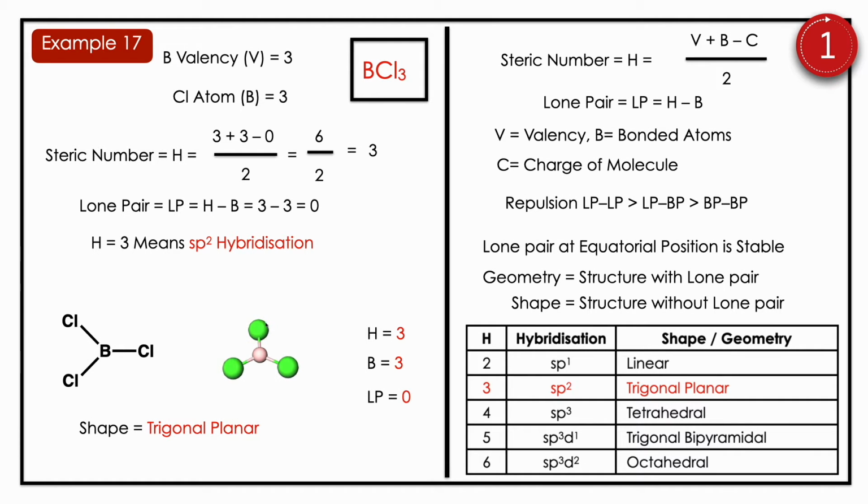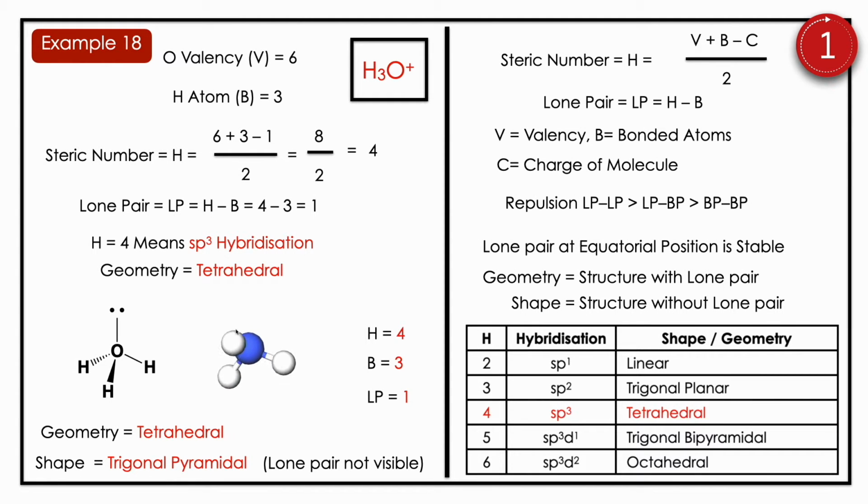Then let us look at BCl3. It's a simple compound. Boron is the central atom. Valency is 3. Bonded atoms are chlorine, which is 3. So steric number will be H equals 3 plus 3 by 2, which gives 6 by 2, so totally 3. And lone pair will be H minus B, which is 3 minus 3 equals 0. So H3 means sp2 hybridization. So geometry will be trigonal planar. Since there is no lone pair, geometry and shape will be the same. So shape is trigonal planar.